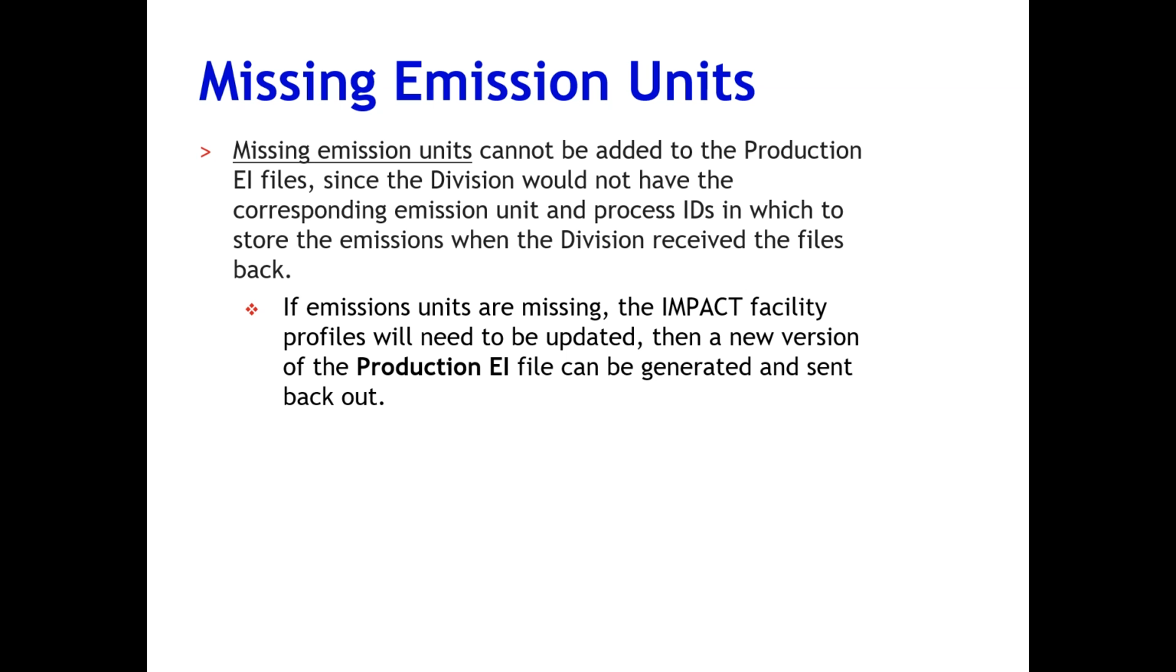For example, if, say, a single well has a flare associated with it, well, if you add that flare to the workbook and it's not in impact, when we receive the emissions from that flare, there's nowhere to store it in impact because we don't have a flare associated with that facility. So we would need to get that flare added to the facility first. So if emission units are missing, the impact facility profile will need to be updated, then a new version of the production EI file can be generated and sent back out.